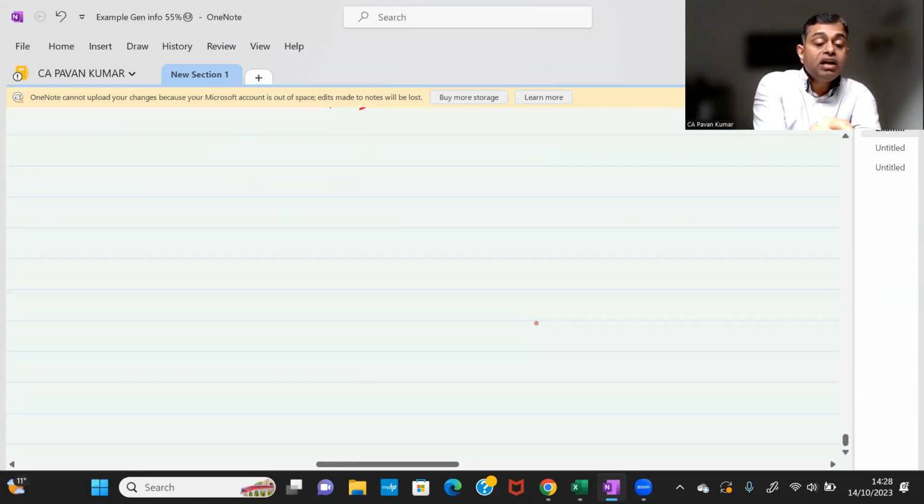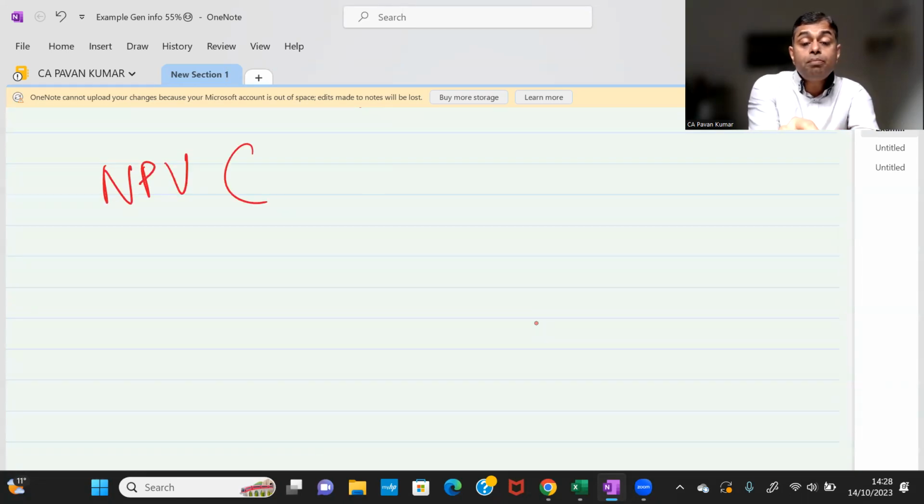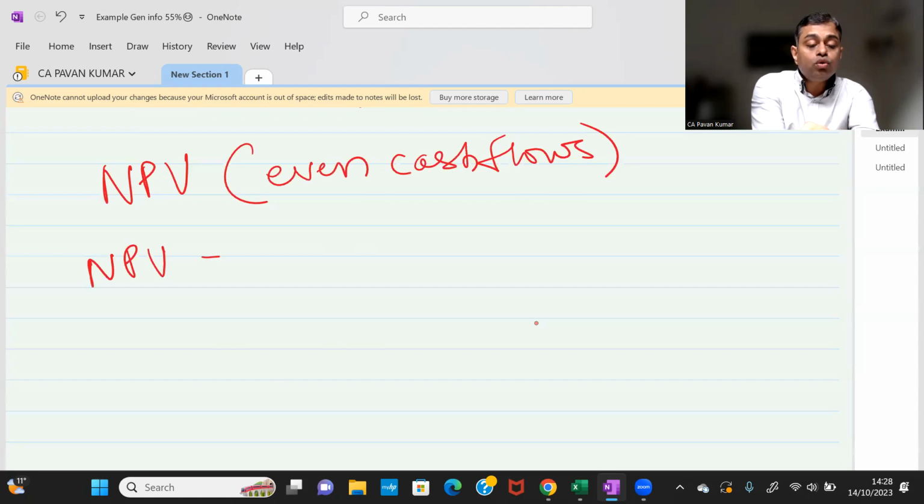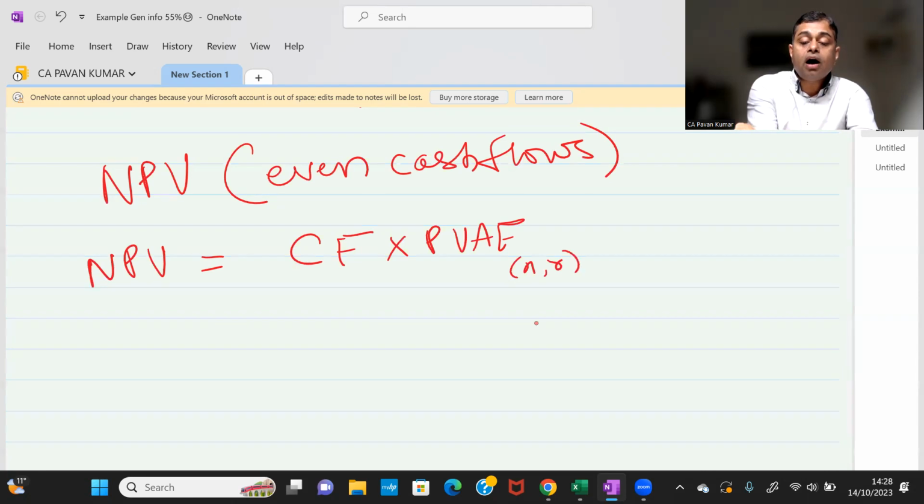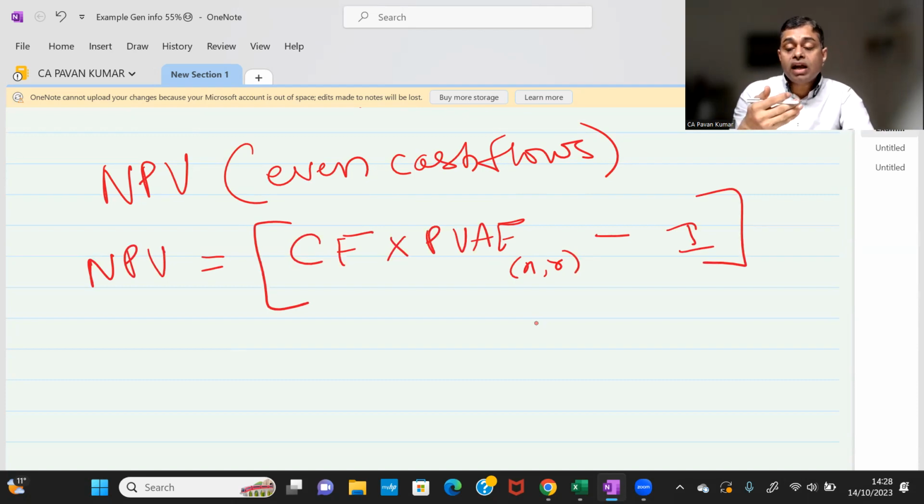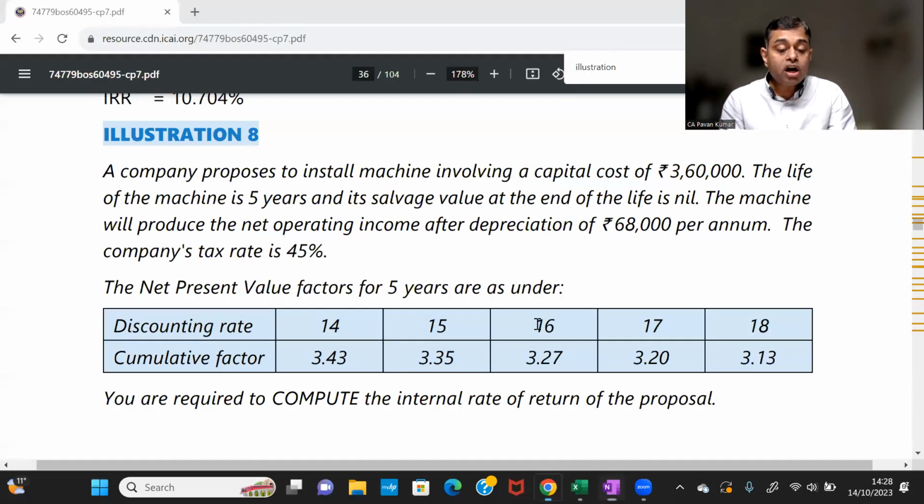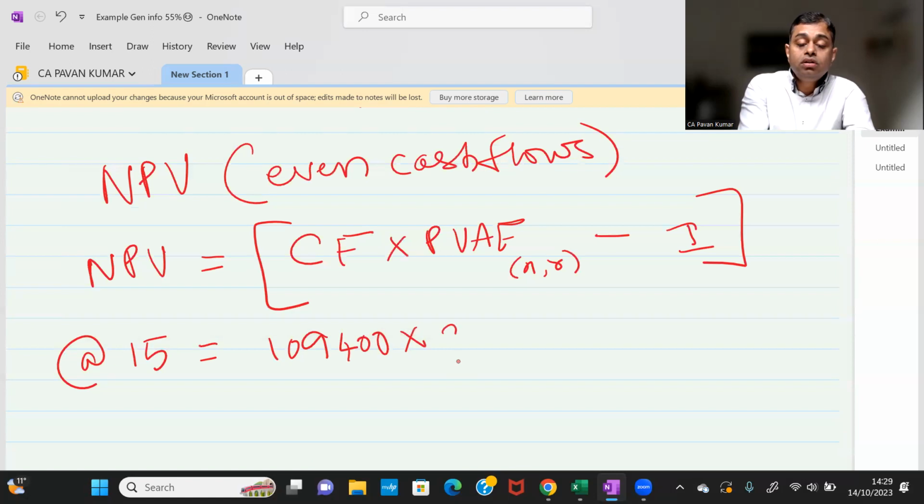So how do we calculate NPV where the project has even cash flows? NPV is equal to cash flow into present value annuity factor (N, R) minus investment. Simple formula. So instead of using discount factors every year, I'm using the present value annuity factor. At 15%, it becomes 109,400 into 3.35 minus 3,60,000.